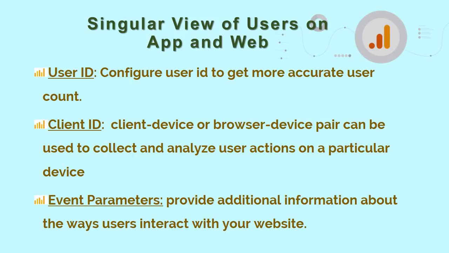Event parameters provide additional information about the ways users interact with your business. For example, when someone views a product you sell, you can include parameters that describe the product they viewed, such as name, category, and price.